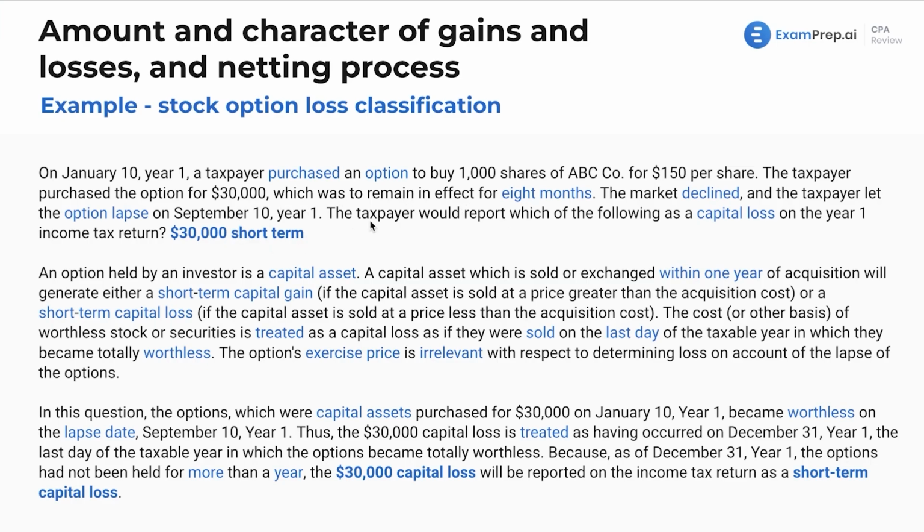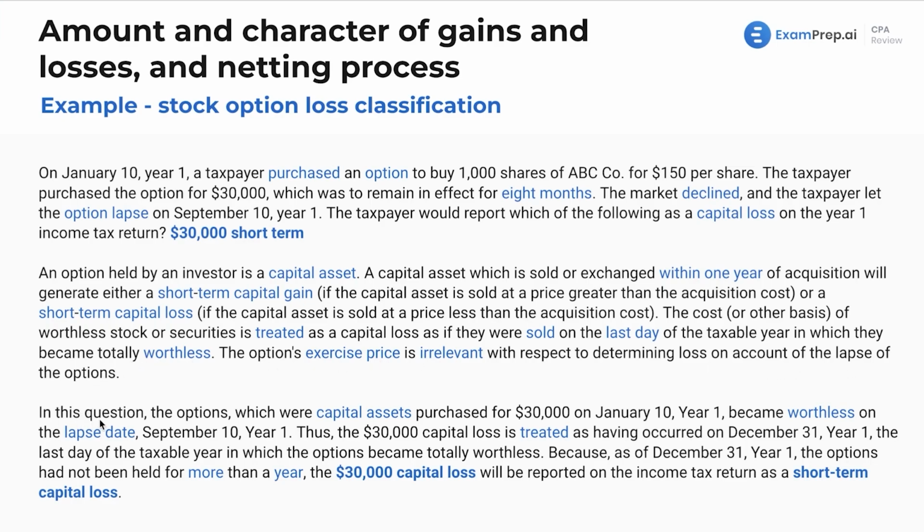And I think overall, none of that is too tricky, but we've got the explanation here. Short term, it's a loss. We can deduct that. Now, an option held by an investor, it's a capital asset, so there'll be a short-term capital loss. Capital asset, which is sold or exchanged within 1 year of acquisition, that's going to result in short term. The cost or other basis of the worthless stock or securities is treated as a capital loss, as if they were sold on the last day of the taxable year in which they become totally worthless. The option's exercise price is irrelevant with respect to determining loss on account of the lapse of the options.